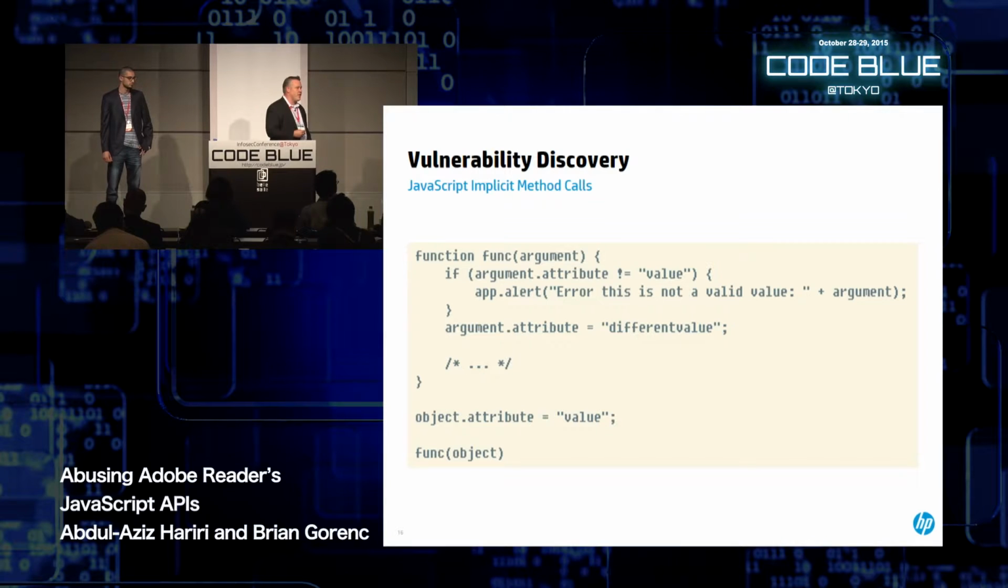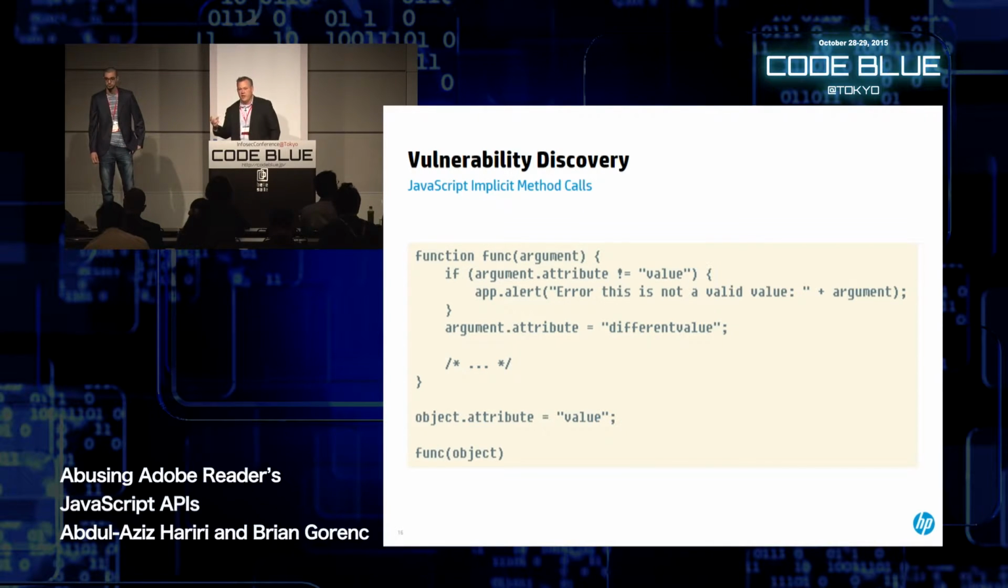The next place in this code where an implicit method is being called is in the app.alert, error, this is not a valid value, plus argument. The plus argument is actually implicitly calling a toString function, which can be redefined by the attacker to change the way the code executes. Finally, there is the setter method on the argument.attribute equals different value. This is actually calling an implicit setter method, or mutator method, and you can redefine the way that functionality works in JavaScript to change the value that's coming in, or leave the value alone. You can do whatever you want using the redefined setter method.